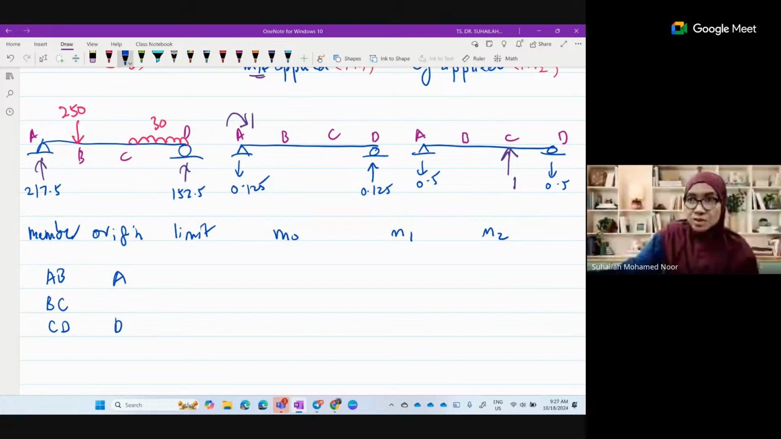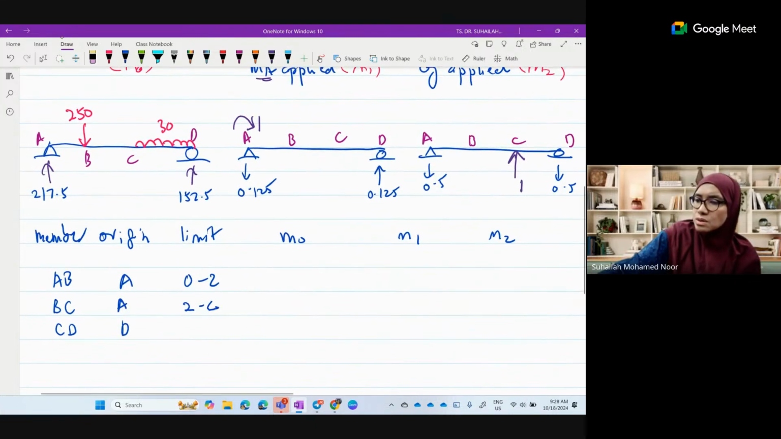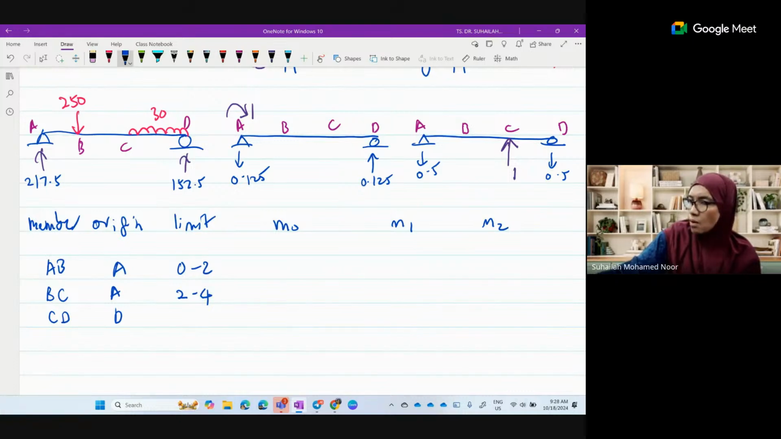Okay, BC ni nak origin A boleh? Nak origin, mana-mana pun boleh kan be origin. Okay, paling senang mana? Paling senang A as origin. B pun boleh origin. So, limit depend on origin. So for A, B, limit dia akan jadi 0 to 2. For B, C, origin A, dia jadi 2 to 4. 2 to 4. And for CD, origin D, dia jadi 0 to 4. Okay?